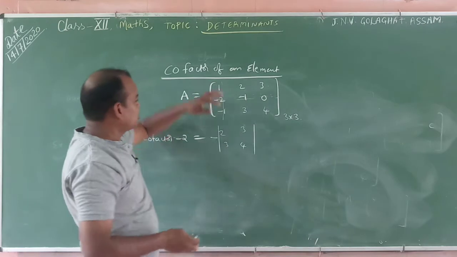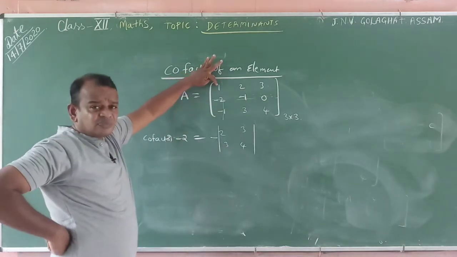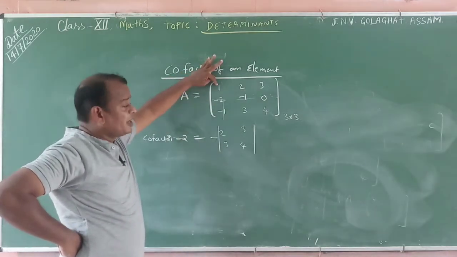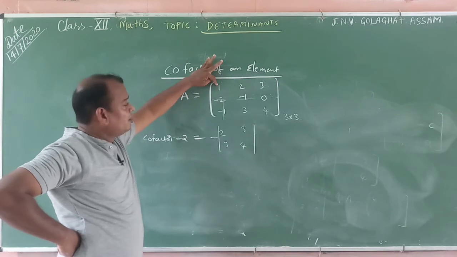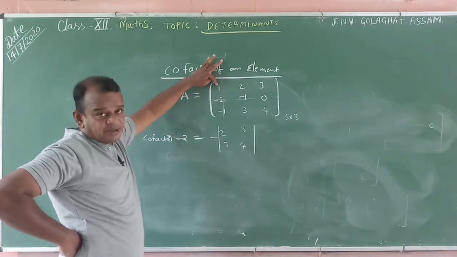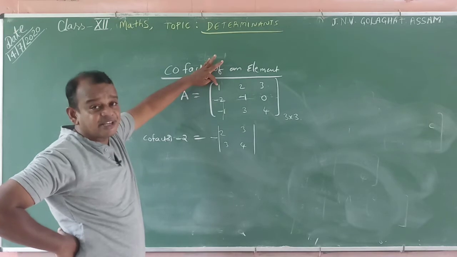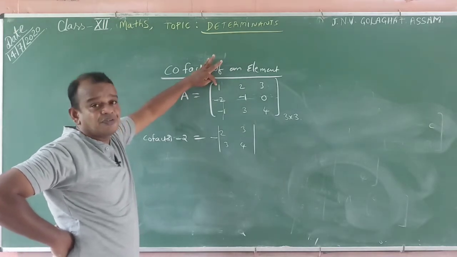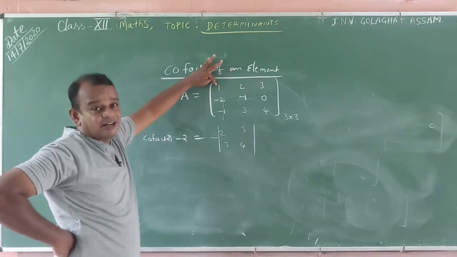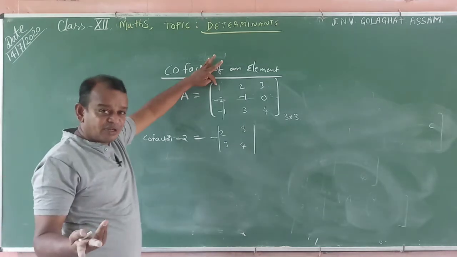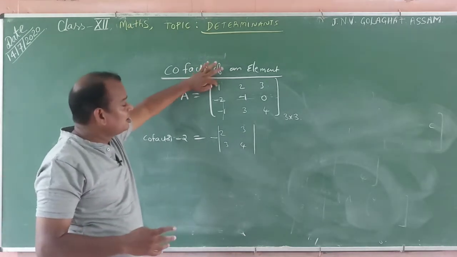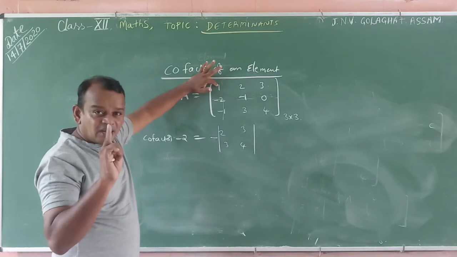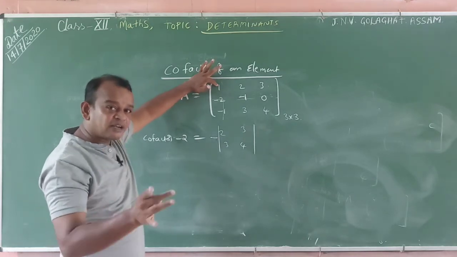Suppose we observe that the minor of element 1,1 is the determinant of -1, 0, 3, 4. The cofactor and minor are the same because this is present in the first row, first column. Minus 1 whole square means positive. The minor and cofactor of 1 are the same.